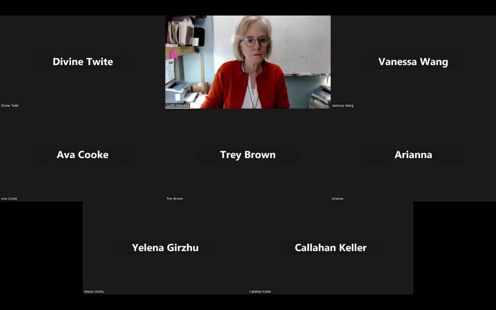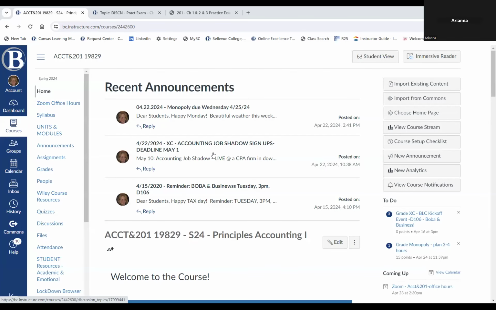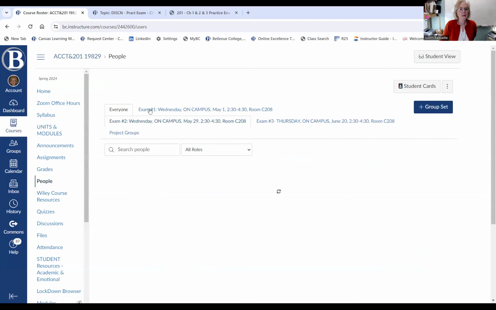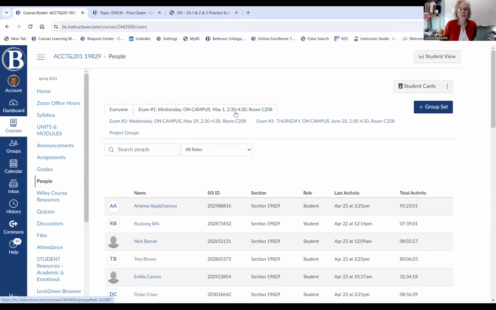So let's go look at that. I have a quick question. Will we be allowed a calculator for combining total balances? Yes, please bring a calculator. I do have some loaner calculators, but no, you don't have to work without a calculator. So Divine, come here under people, and you'll see the exam time there. Exam 1 on campus, 2:30 to 4:30, room C208.